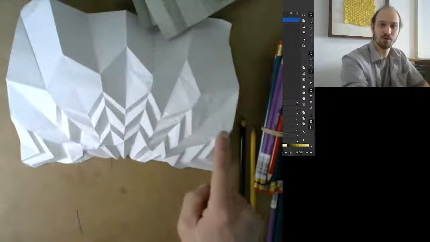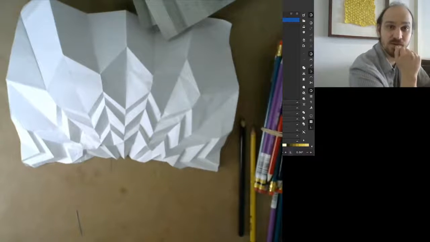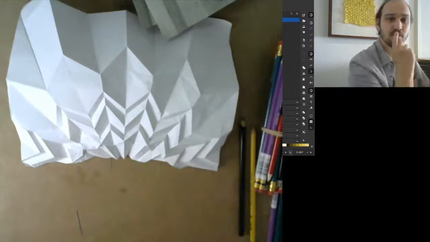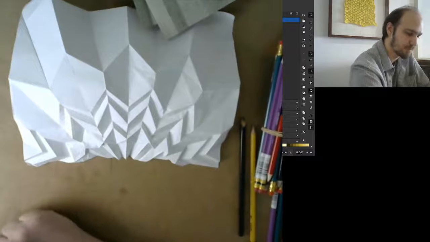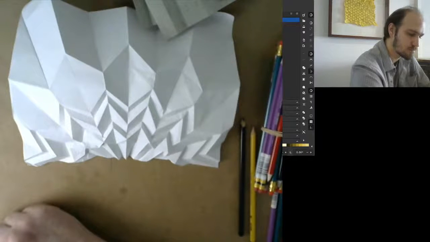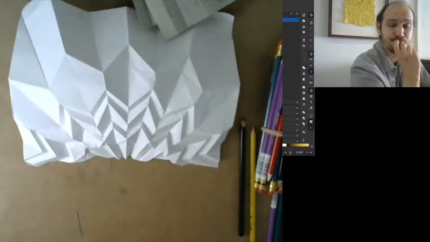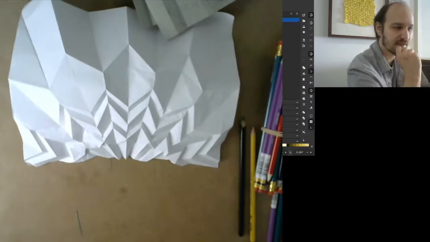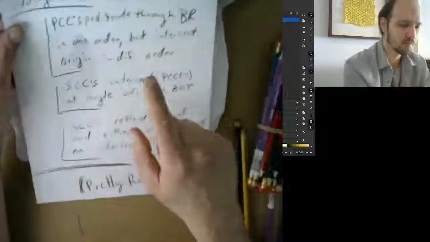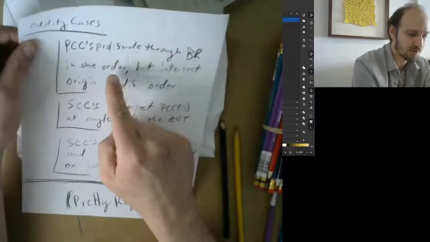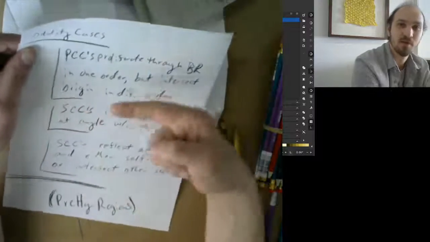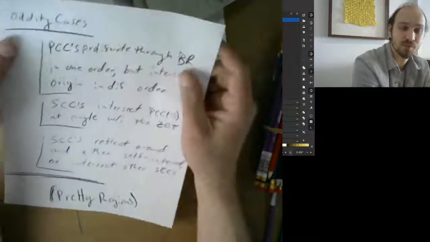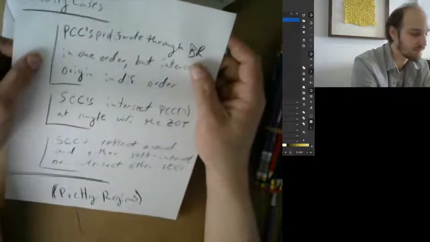Depending on where we put our origin crease, there might be a swap of naming, in the order. Maybe. I'm not sure. Yeah, actually, that first point where primary collapse creases proliferate through the boundary region in one order but intersect the origin in a different order might depend on where the origin is actually drawn, that construction line. I don't know.